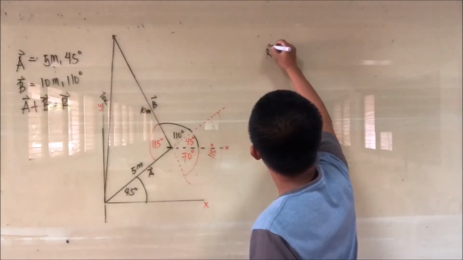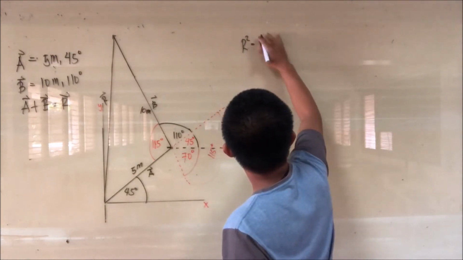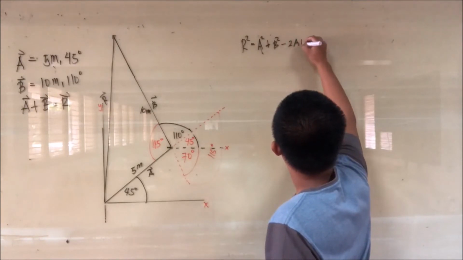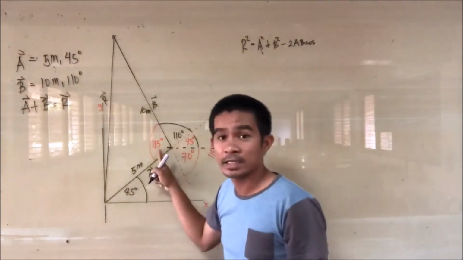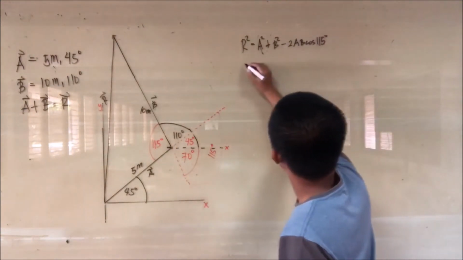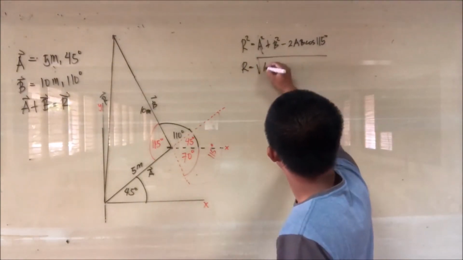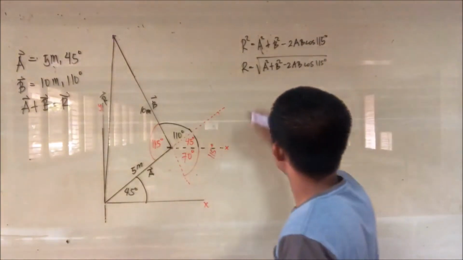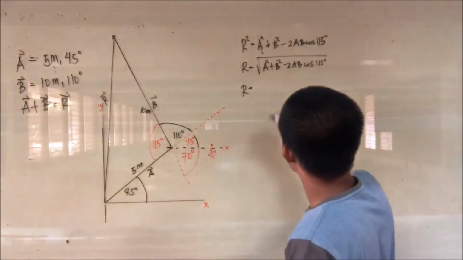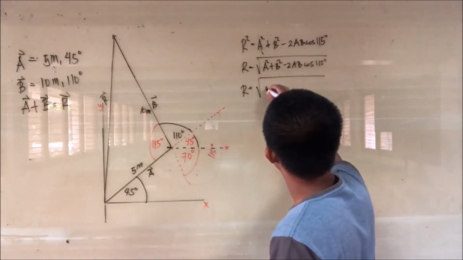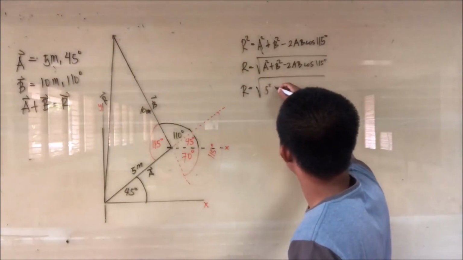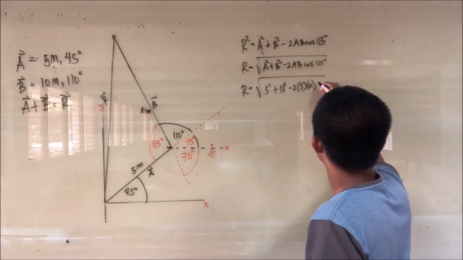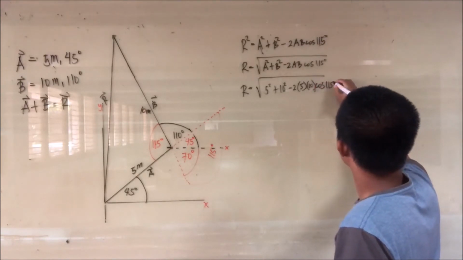So the square of R is the square of magnitude of A plus the square of magnitude of B minus 2AB cosine of the opposite angle of R, which is 115 degrees. Then the magnitude R equals the square root of the square of magnitude of A, which is 5 meters, so that's 5 squared, plus the square of magnitude of B, so that's 10 squared, minus 2 times 5 times 10 times cosine of 115 degrees.